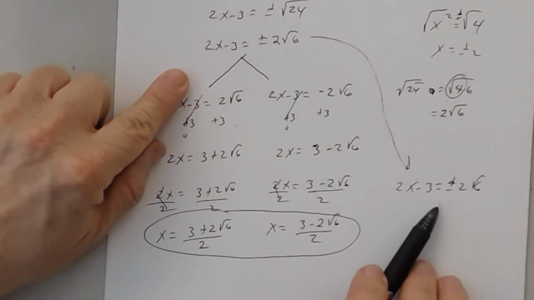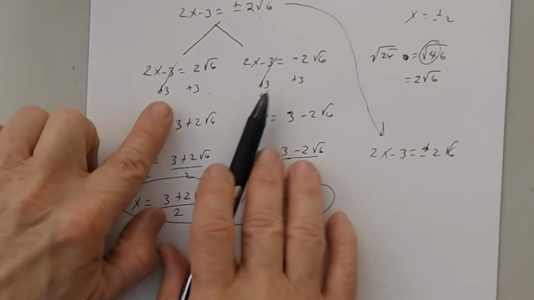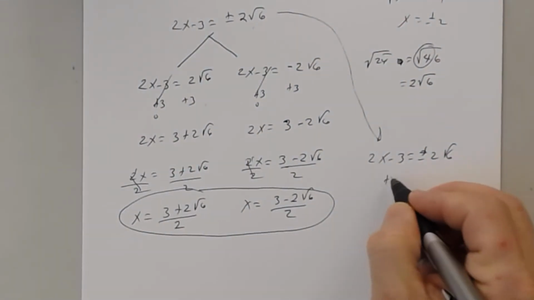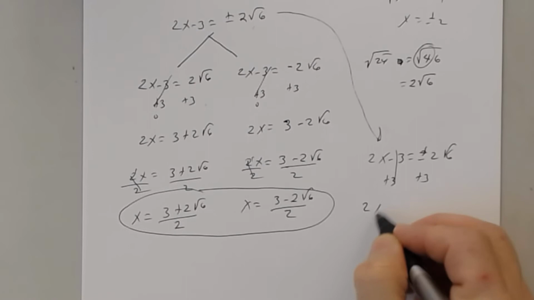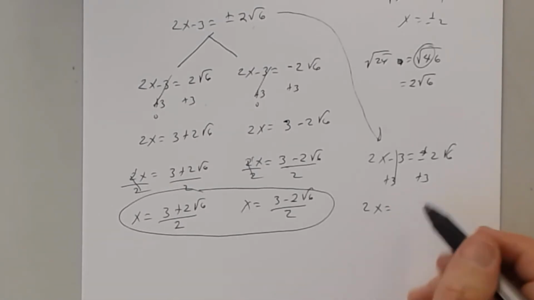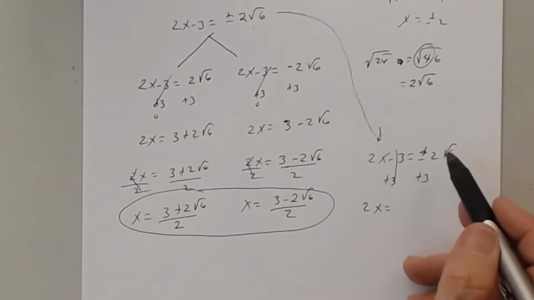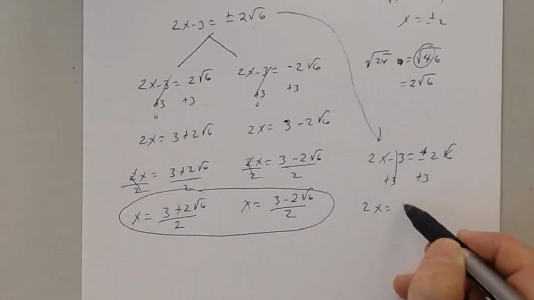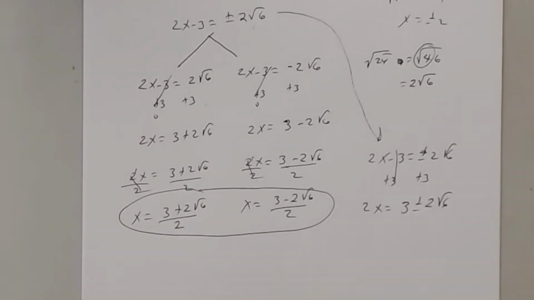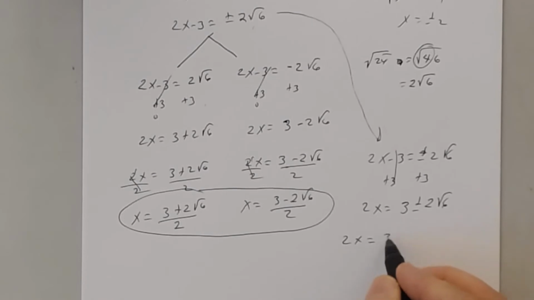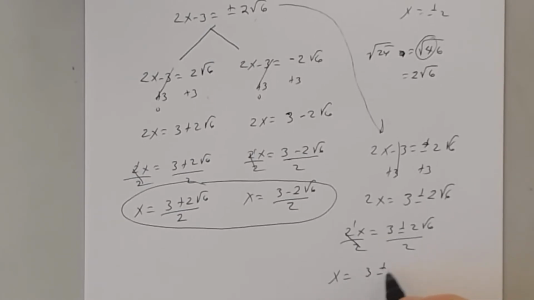So all I did was rewrite this. I'm going to add 3 just like I did here. Add 3. Now, the preferable way to write this side is to put plus and minus last. So what are you going to say? 3 plus or minus 2 square root of 6. One more step and you're done. What's the next step? Divide both sides by 2. And so you get x is 3 plus or minus 2 square root of 6 over 2.